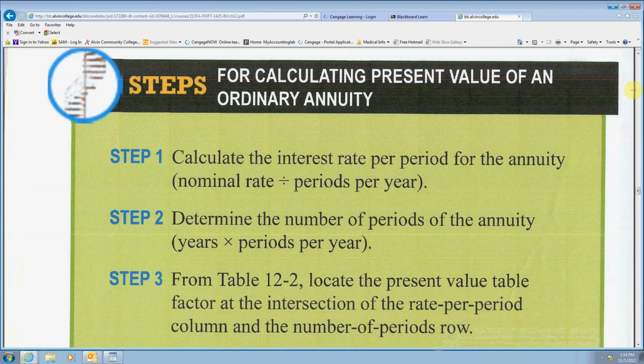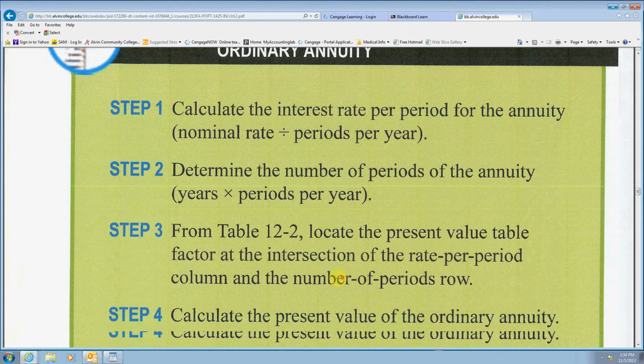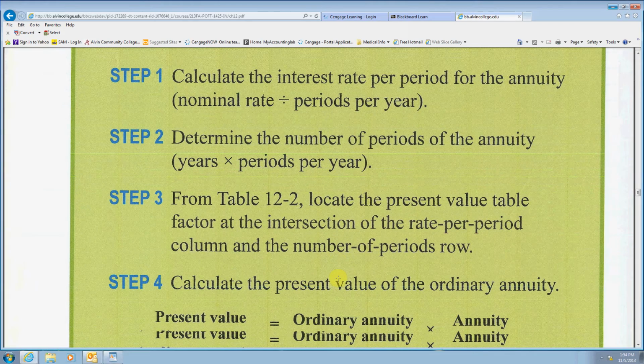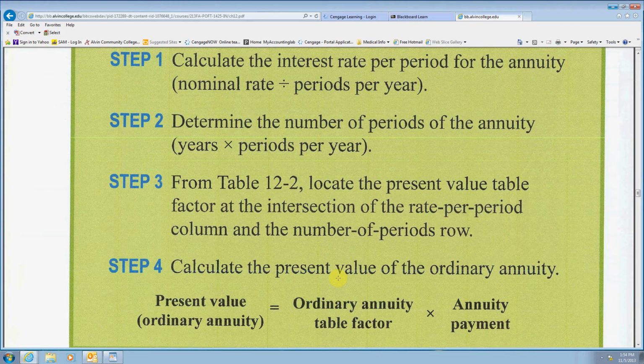So to calculate present value, we're going to be working with the same steps that we did for future value. Calculate the interest rate per period for the annuity, which is the nominal or annual rate, divided by the periods per year. Determine the number of periods of the annuity, years times periods per year. We're going to be working with Table 2, the present value table. And we're going to look for the intersection of where our steps 1 and 2, our rate and our periods, will intersect. And then we'll calculate the present value of the ordinary annuity by taking that factor times the annuity payment.